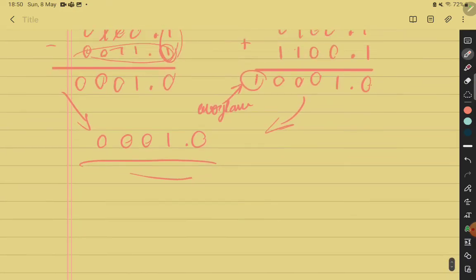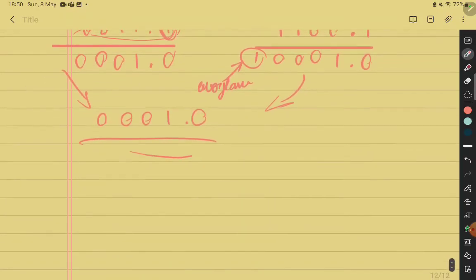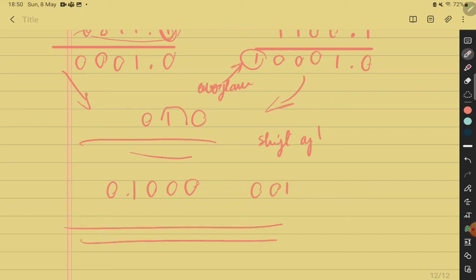Then we convert that into the above format: 5-bit exponent, 3-bit mantissa, normalized. Normalized means we can knock off these 2 zeros at the end. How many times do we have to shift it? There's 1 shift, so it'd be the same as 0.1. And so that it can be 5 bits, you add the extra zeros: 0, 1, 0, 0, 0. And then it's a shift of 1, so the exponent is equal to 1: 0, 0, 1. That's the answer.